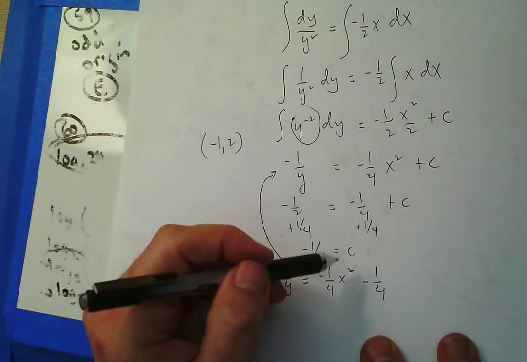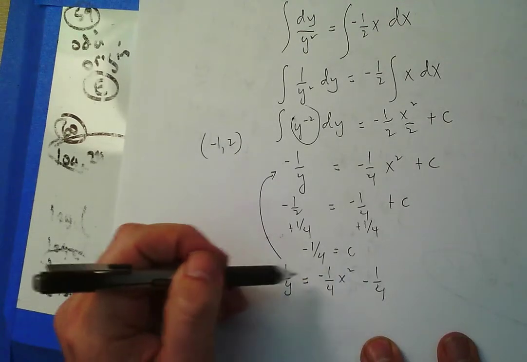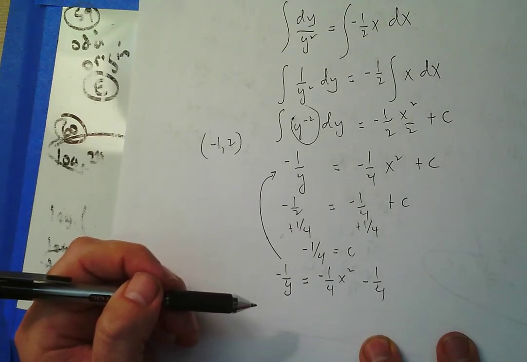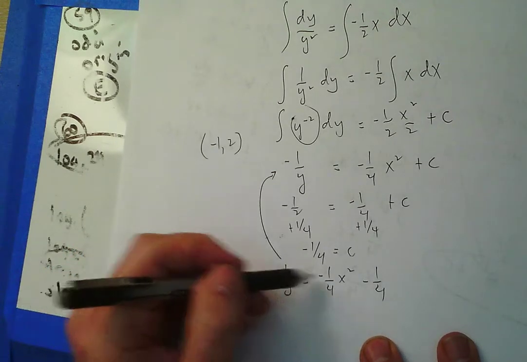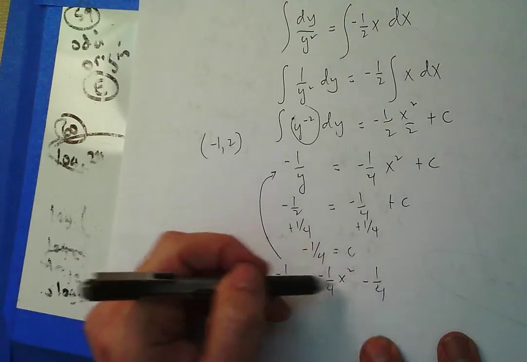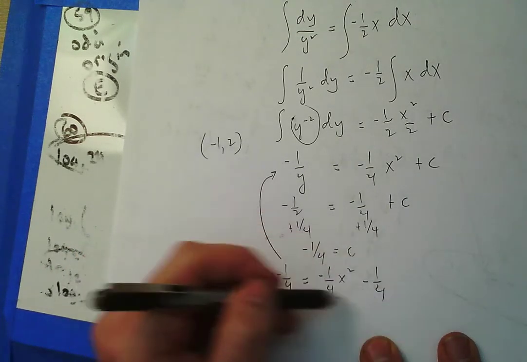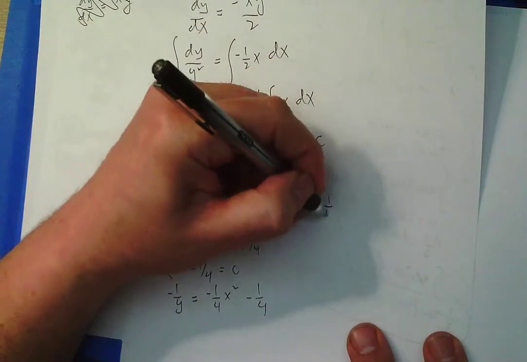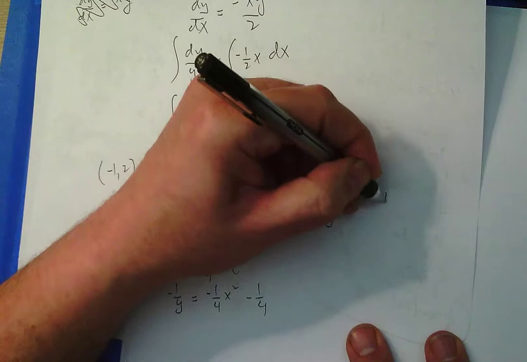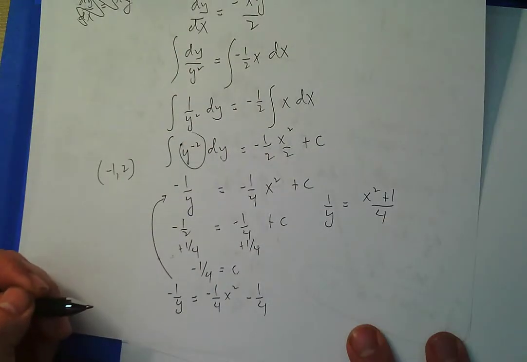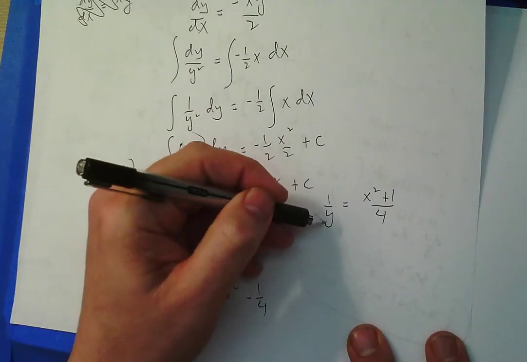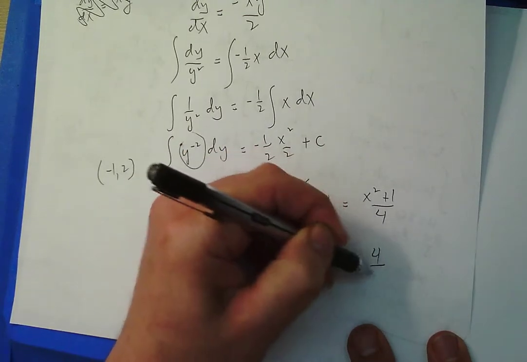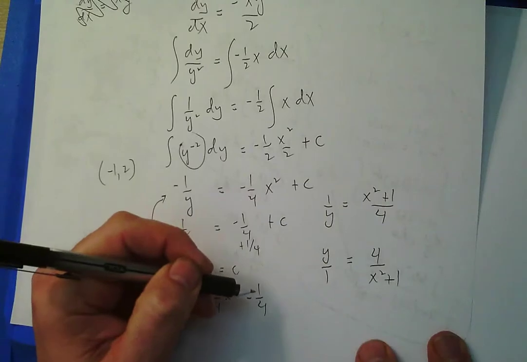Okay, so I'm going to do two things. One, I'm going to multiply everything by negative because I'm tired of seeing all these negative signs. And second, I notice a common denominator here, so I'm going to write this as one term. So I'm going to have 1 over y equals x squared plus 1 over 4. Now, I don't want 1 over y, I want its reciprocal, y over 1. So I'll do the reciprocal over here. And there's my solution.